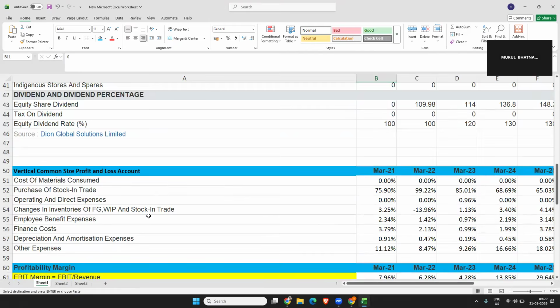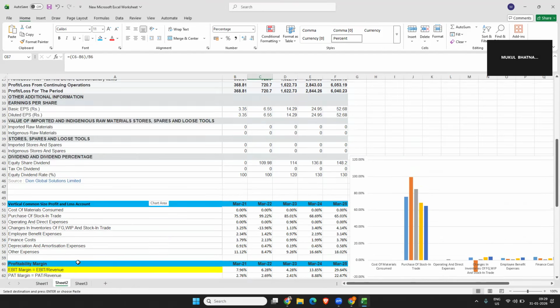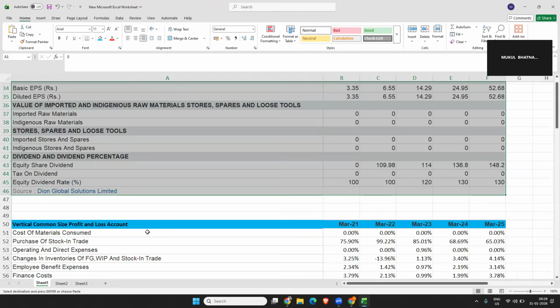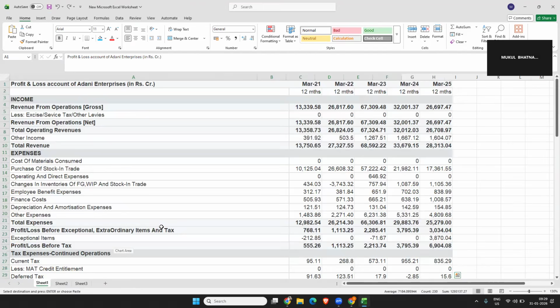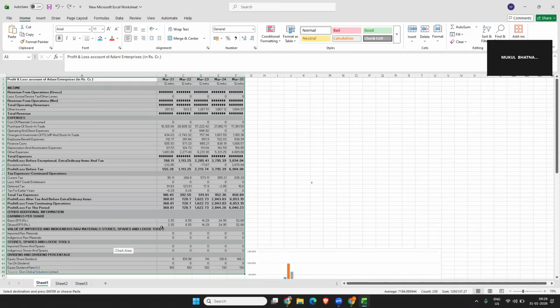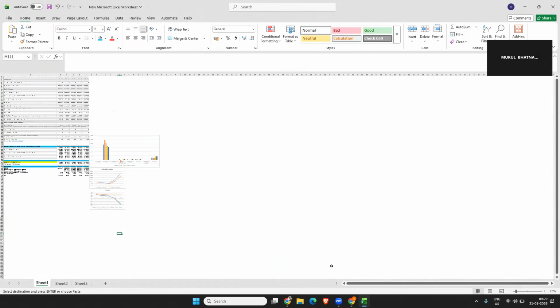So these are the results of Adani, and these are the results of Reliance. Fine, let me press Ctrl Z to get back to the previous results. That's all for today's lecture.